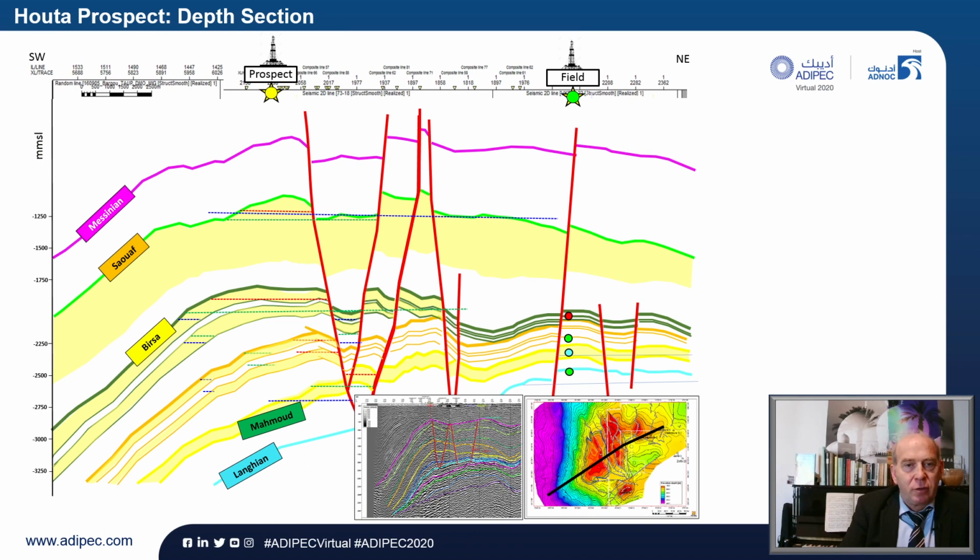And here the depth section, which illustrates the concept described before. On the right side the field, on the left side the prospect, inverted series, stacked pay in the different sandstone levels, and indicated are different levels of closures for each of the single pay zones.